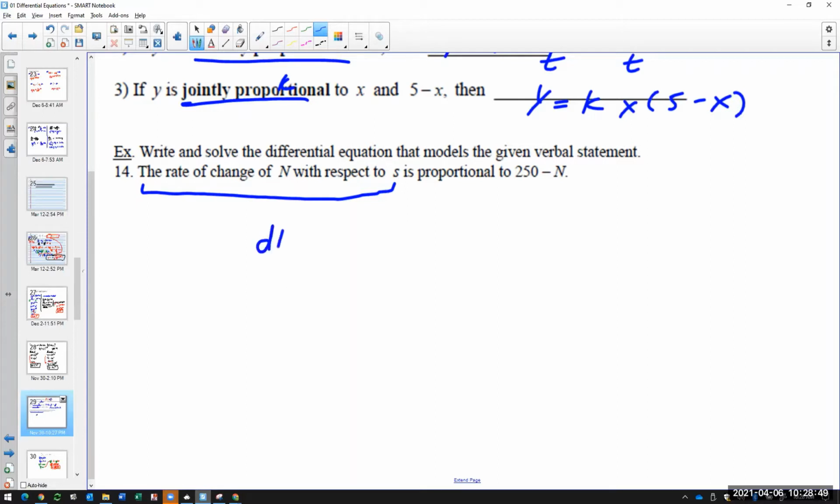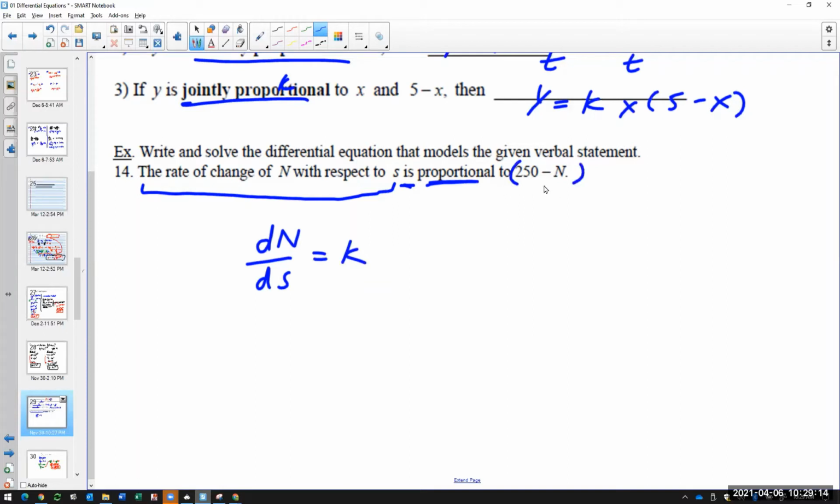Do you see that? The rate of change of N with respect to S. That's like the rate of change of y with respect to x, basically. This dN/dS is proportional, guys. What do you put down for proportional, which is always in math anyway? Equals, okay? Guys, what do you put down for proportional that I just taught you? K. And then it says 250 minus N.